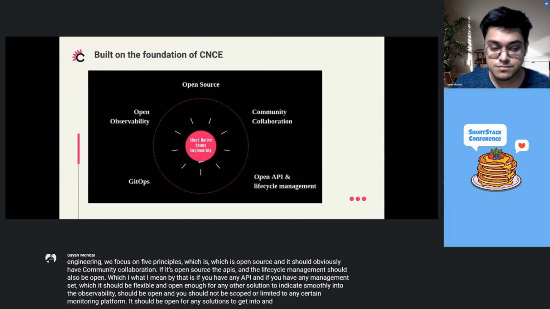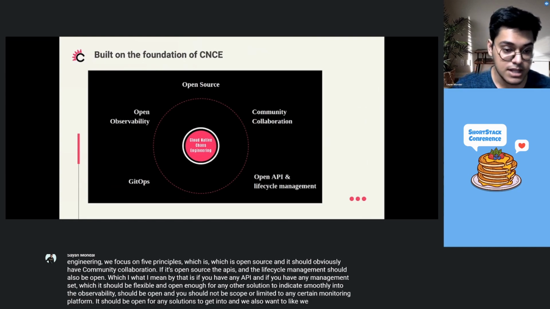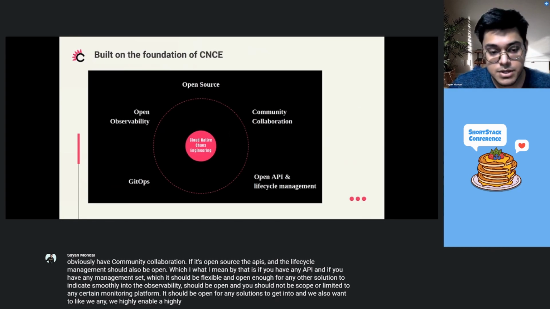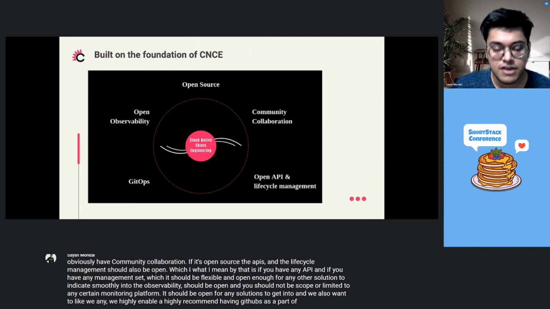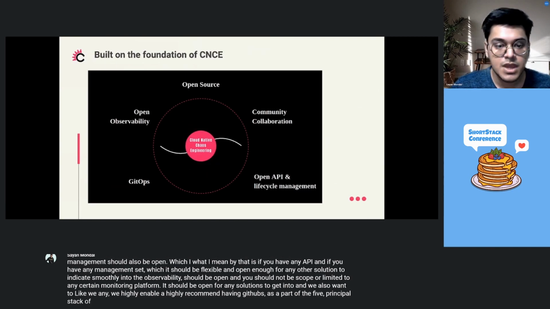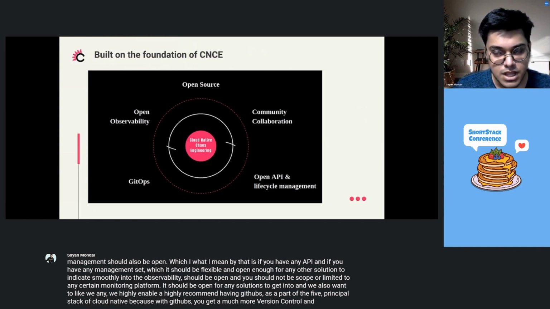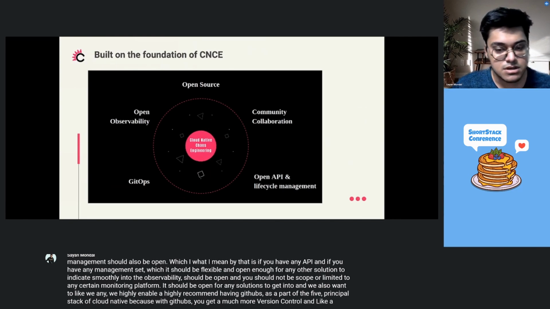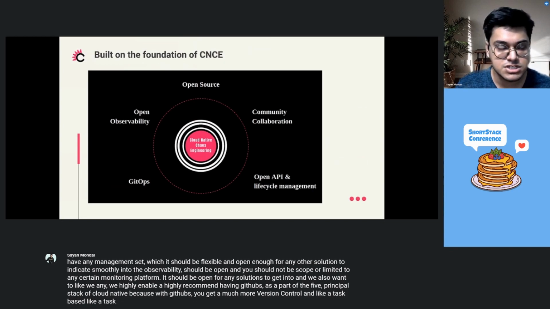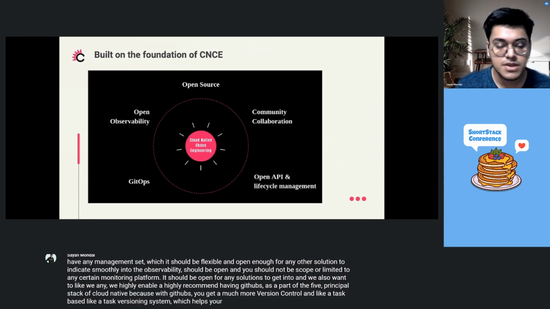And we also highly recommend having GitOps as a part of the 5 principles stack of cloud native, because with GitOps you get much more version control, like a task-based versioning system, which helps not just the dev team but also the ops team.